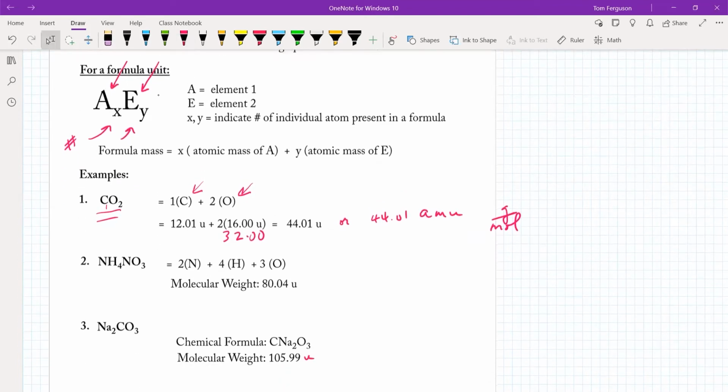Okay. So when we look at a molar mass or a formula mass for ammonium nitrate, well, how many nitrogens do I have? I have 2. How many hydrogens do I have? I have 4. How many oxygens? 3. So if we add those all up, it's going to be 80.04.